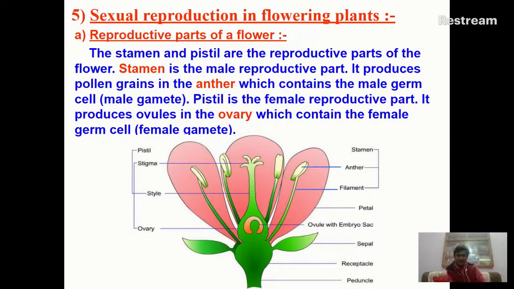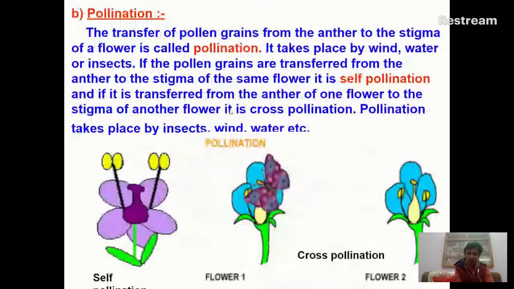So the stamen. See, reproductive parts of a flower. अब इसमें ये बोला हुआ है that reproductive parts of a flower are the stamen and the pistil. The stamen and the pistil are the reproductive parts of the flower. Stamen is the male reproductive part. It produces pollen grains in the anther, which contain the male germ cell, that is the male gamete. Pistil is the female reproductive part. It produces ovules in the ovary, which contain the female germ cell, that is the female gamete.